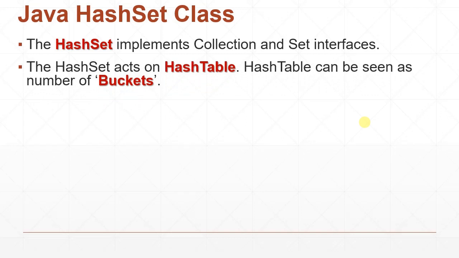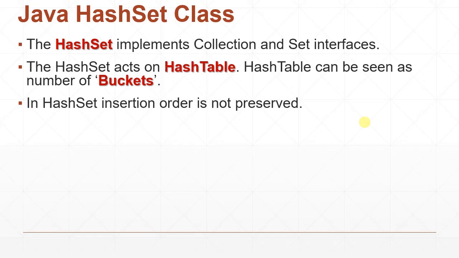The HashSet acts as a hash table. A hash table can be seen as buckets. We will dig deep into the buckets in the next video. But in this video, we will concentrate on the HashSet and its functionality. In HashSet, insertion order is not preserved. In ArrayList as well as in LinkedList, the elements are inserted in the same order in which we call the add method. So if we call the add method to add five integers, say 1, 2, 3, 4, 5, they will be added in the same order 1, 2, 3, 4, 5. But in HashSet, we cannot guarantee the insertion order. Sometimes the insertion order is shuffled.